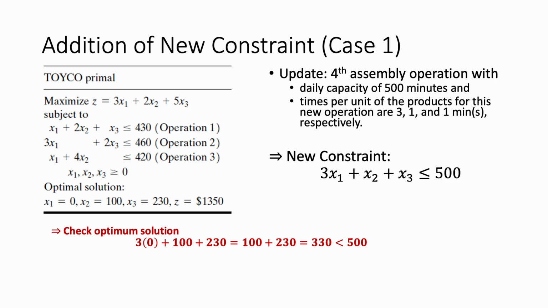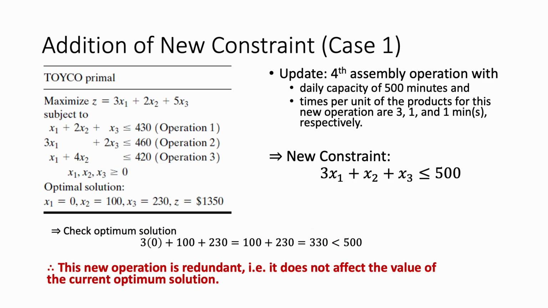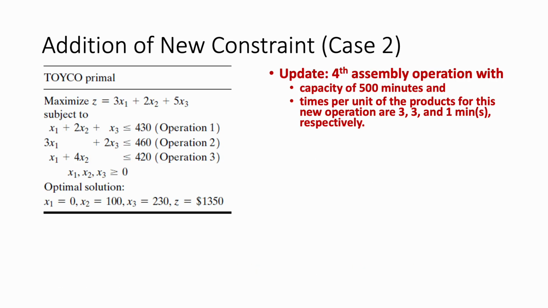If we substitute the optimal solution and check if it satisfies, we get 330, which is less than the capacity of 500. So this means that this new additional constraint has no effect on the optimal solution. Therefore, this new operation is considered redundant, or again, it does not affect the value of the current optimal solution. So in the case earlier, you just let it be.